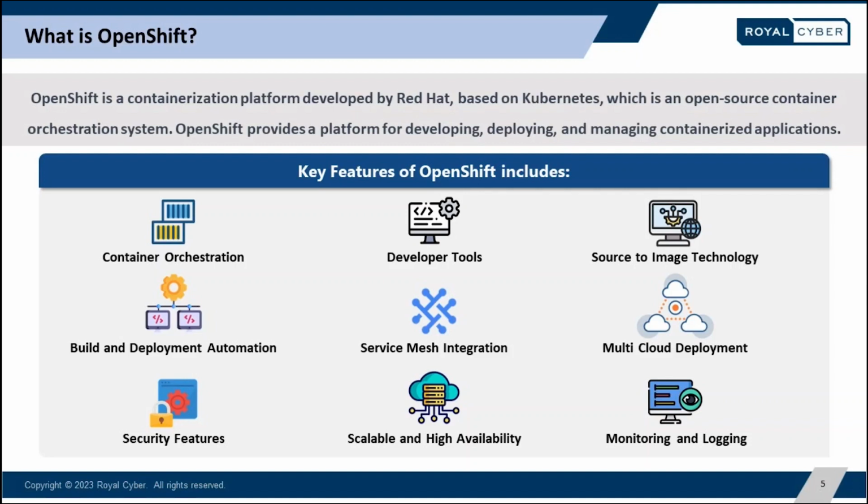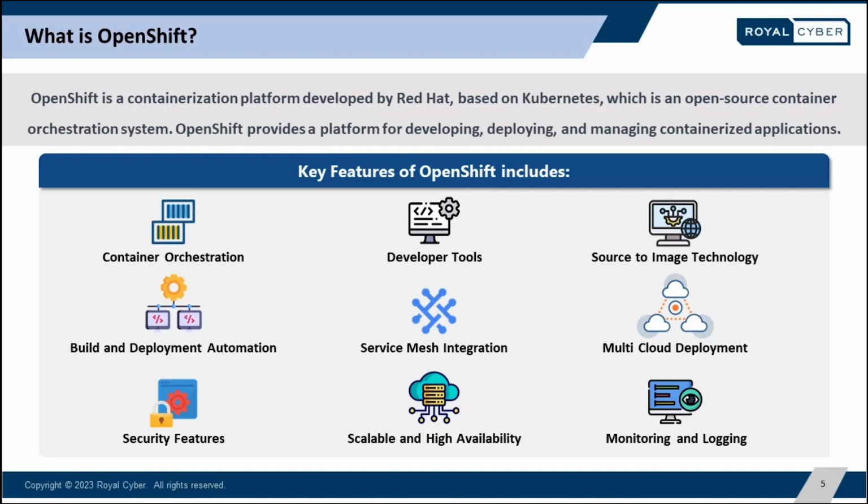Operator framework is also one of the important features, where OpenShift introduced the concept of operators, which are software extensions that automate the management of applications and infrastructure. Operators enable more efficient application lifecycle management. Container registry is also one of the features, where OpenShift includes a built-in container registry where container images can be stored, managed, and shared securely.